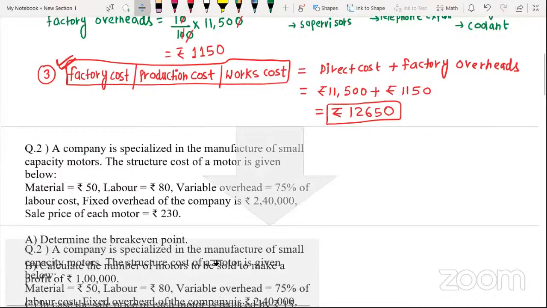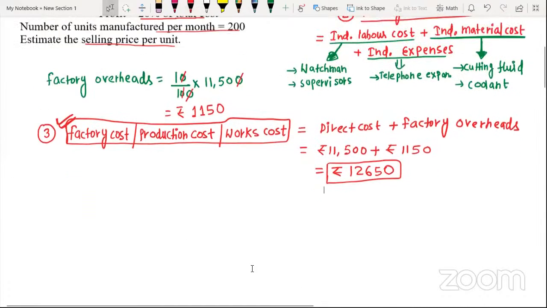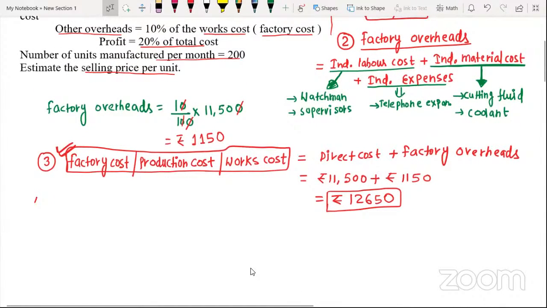The fourth one will be our total cost. So what is the total cost? You can see they are saying that other overheads is 10% of the factory cost. So what are the other overheads? Overheads can be the transportation cost, communication cost, marketing cost. So these are the other overheads.